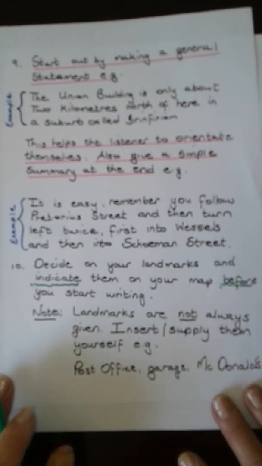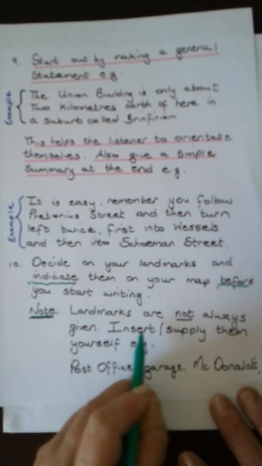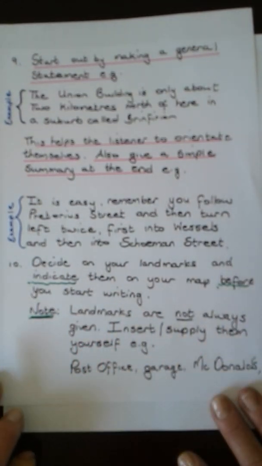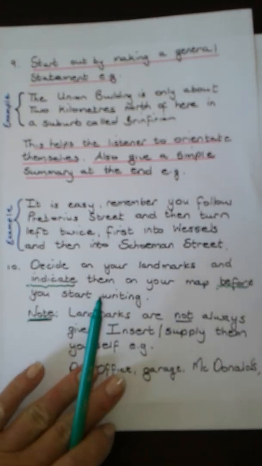Note, please, landmarks are not always given. When you get your exam paper, there might be a map with roads, but there are no landmarks there. You need to insert or supply them yourself. That is what your examiner will be looking for when they mark your directions. Did you supply landmarks, which are not necessarily there?